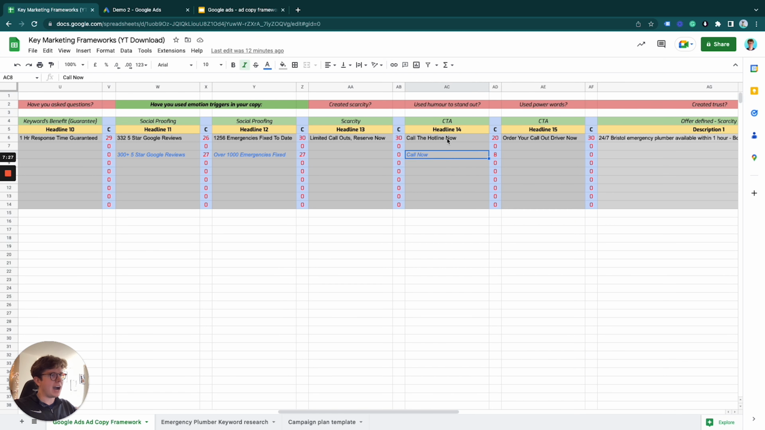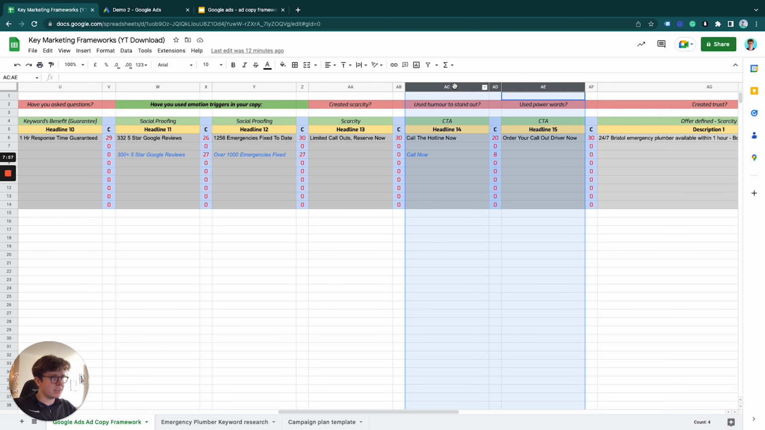And then finally, headline 14 and 15 is our calls to action. For this example here, I have call the hotline now, and I could have just used call now, but the reason I put call the hotline now is it shows that there is demand. When you say it's a hotline, it shows it's being picked up quite frequently. So this is another psychological element we use to sort of instill that there is high demand. And if there's high demand, you want to call now to avoid disappointment. It's a scarcity tactic. Headline 15 is another one, order your call out driver now.